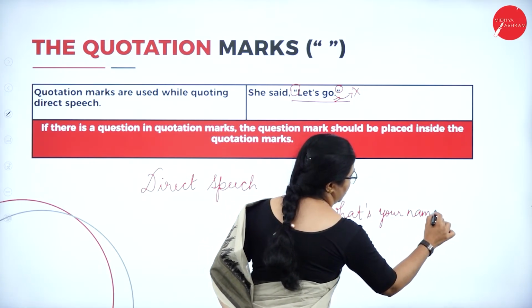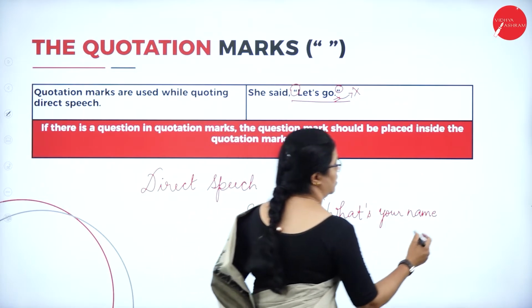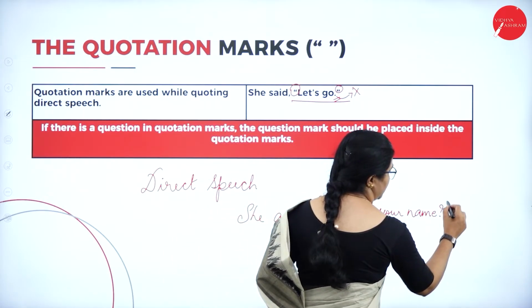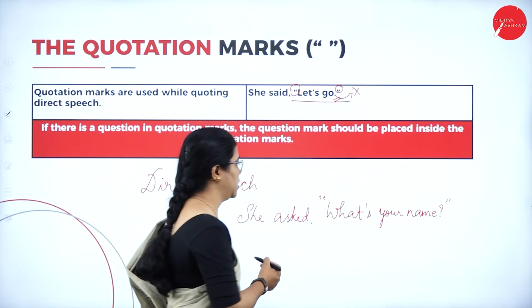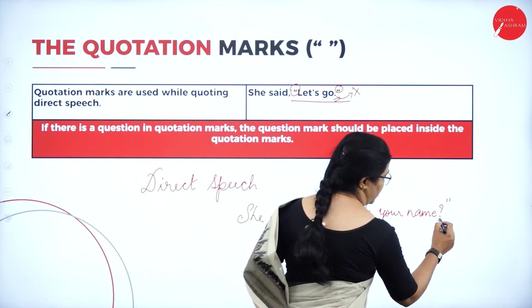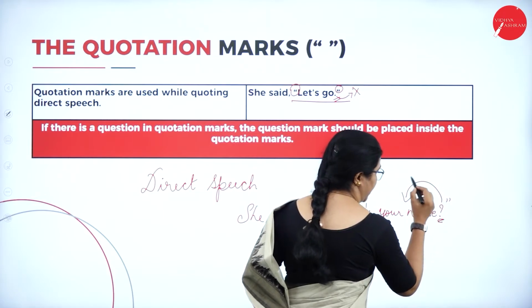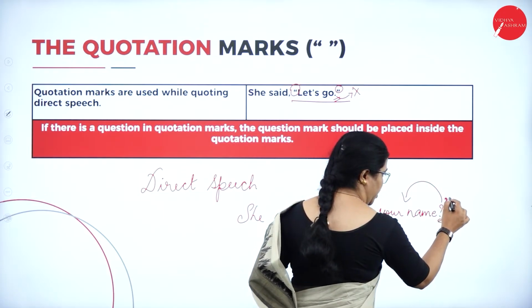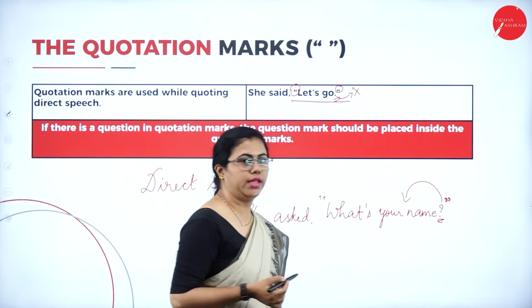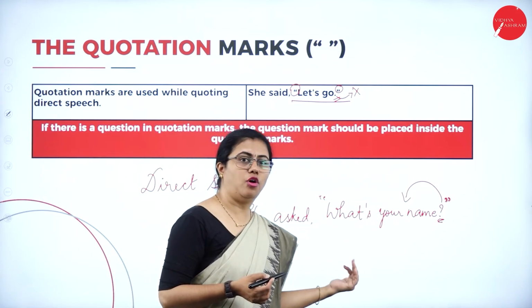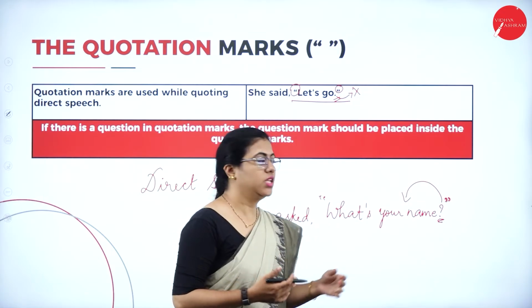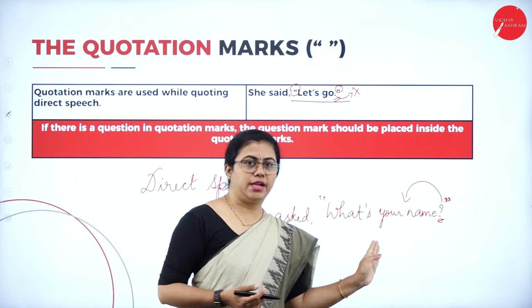Here it is wrong if you write the question mark outside. First you have to write the question mark and then close the quotation mark. This question mark actually belongs to this sentence. That's the reason you have to put it inside the quotation marks. The question mark, a punctuation, is a part of this conversation.